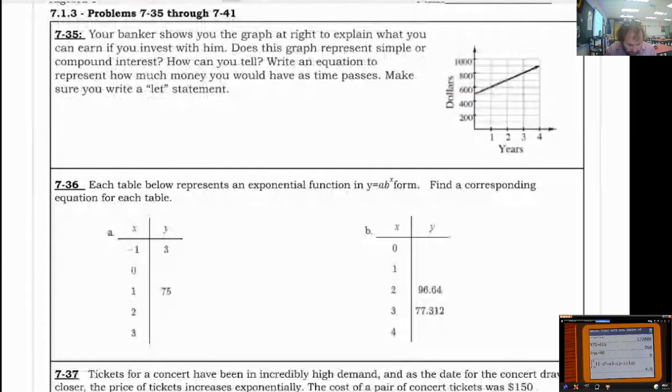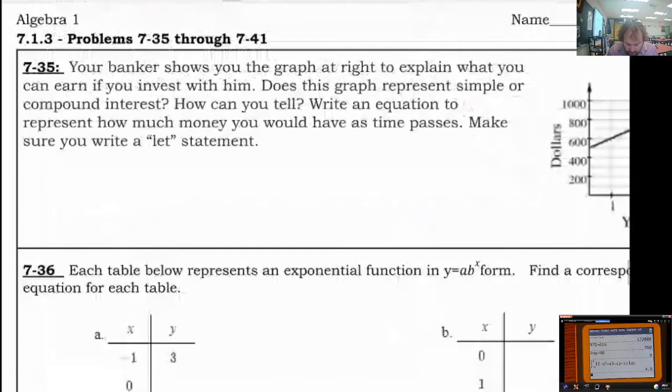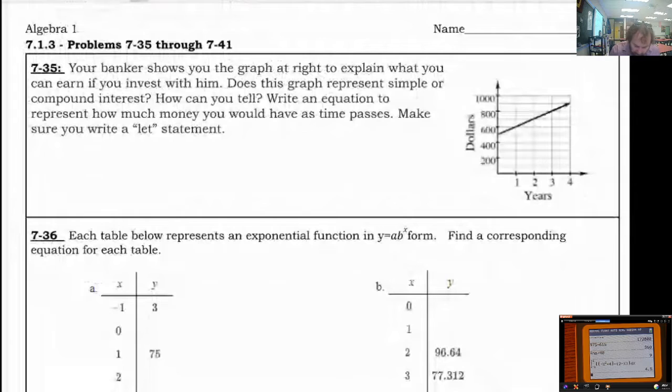Let's go. 35, your banker shows you the graph to explain what you can earn if you invest with him. Does this graph represent simple or compound interest? The answer to that is simple. And I can tell. How can I tell? Because it's a linear graph.